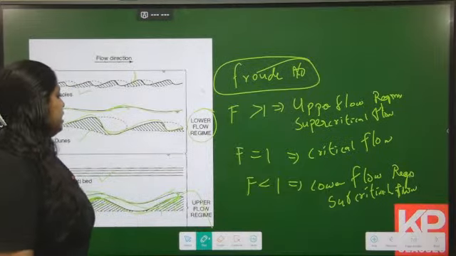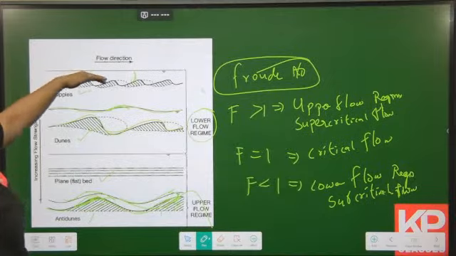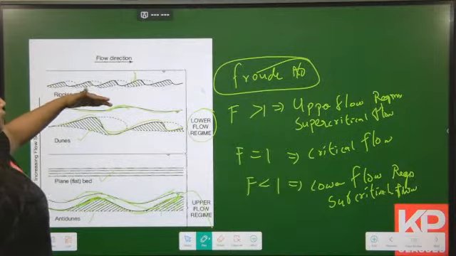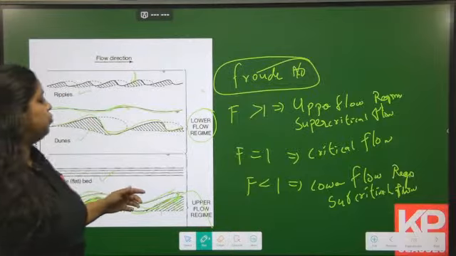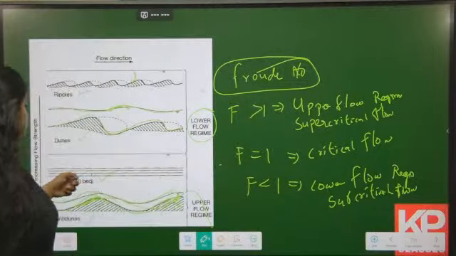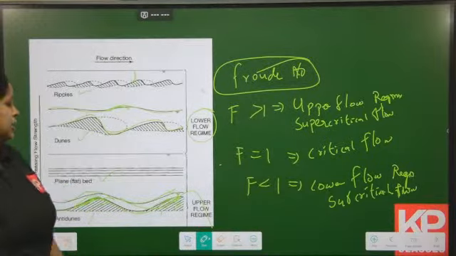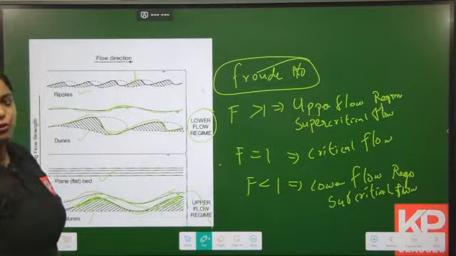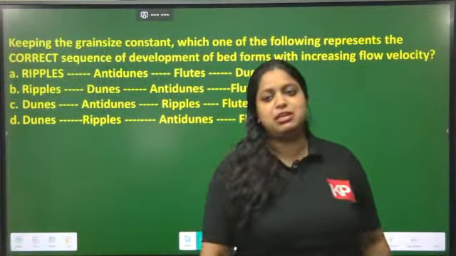So in this energy situation, ripples develop at the lowermost energy. Then when velocity increases, it causes formation of dunes. Then at F equal to 1 condition, it causes formation of flat beds or plane beds. Then after that, antidunes form. So this is a very common question in both NET examination and for GSI paper.